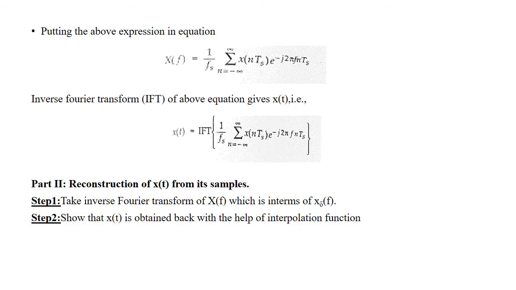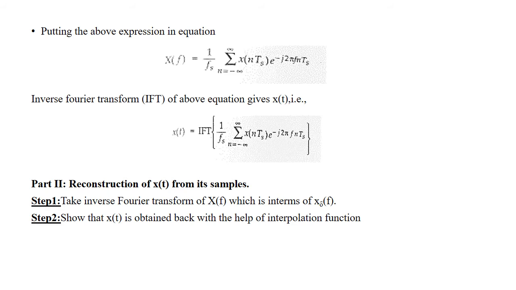So taking the inverse Fourier transform of the above equation, we will get x(t) equal to the inverse Fourier transform of 1/fs summation n = -∞ to +∞ of x(nTs) e^(-j2πfnTs). Okay, this is part 1, construction. Next we are going to see part 2, reconstruction of x(t) from its samples.